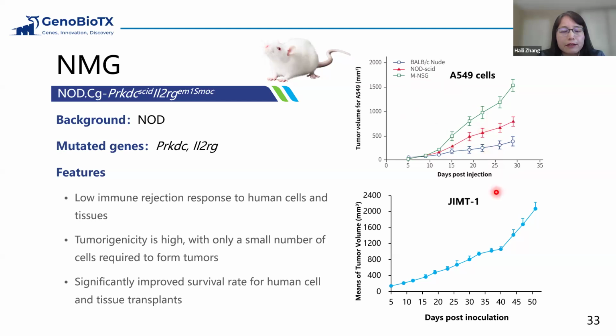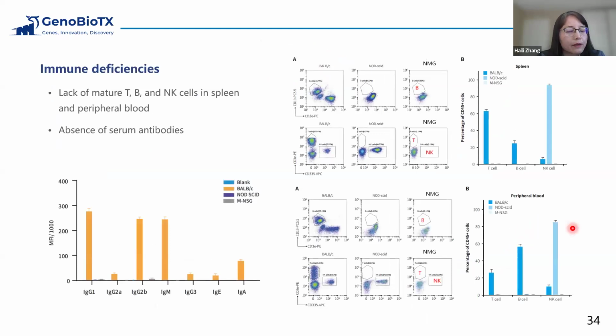Additionally, for certain cell lines, such as GLMT1, a human breast cancer cell line, the tumorigenicity of this cell line is very low in other mouse models, but NMG mice can support the tumor growth. Here, the flow cytometric data shows that NMG mice lack T cells, B cells, and NK cells in spleen and peripheral blood. And there are no detectable immunoglobulin antibodies in serum.